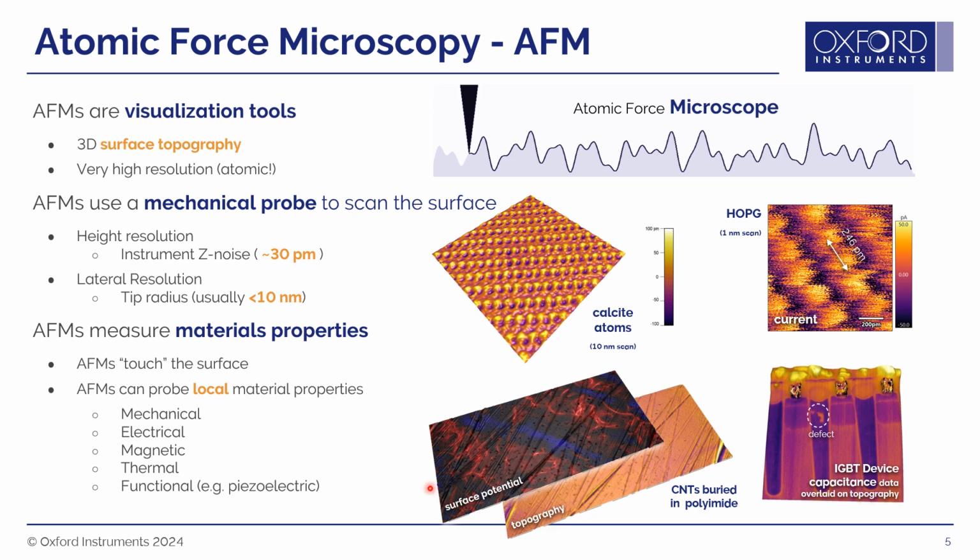In this example, carbon nanotubes are embedded in a polymer matrix. They aren't observed in topography, but you can see them when you measure the surface potential of the image. Similarly, by measuring dopant concentrations with scanning capacitance microscopy, we can visualize a defect in a transistor.